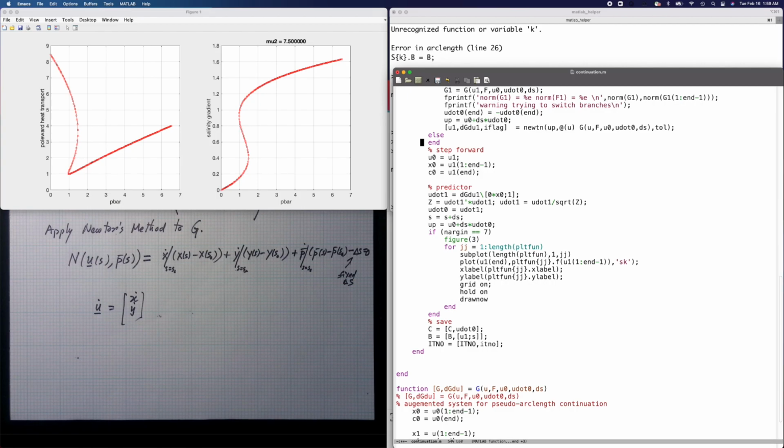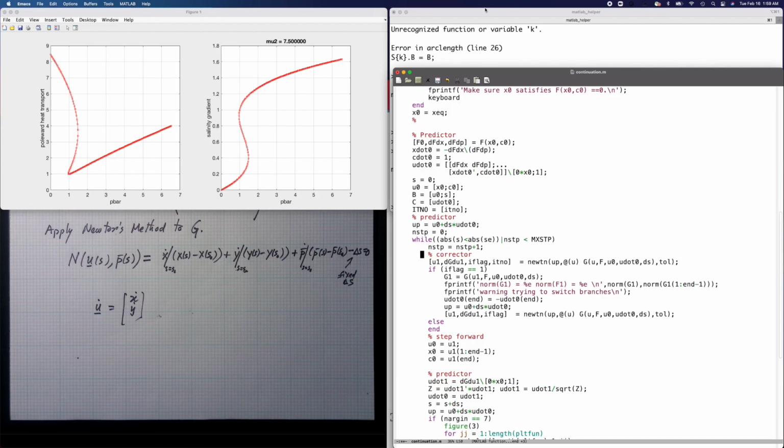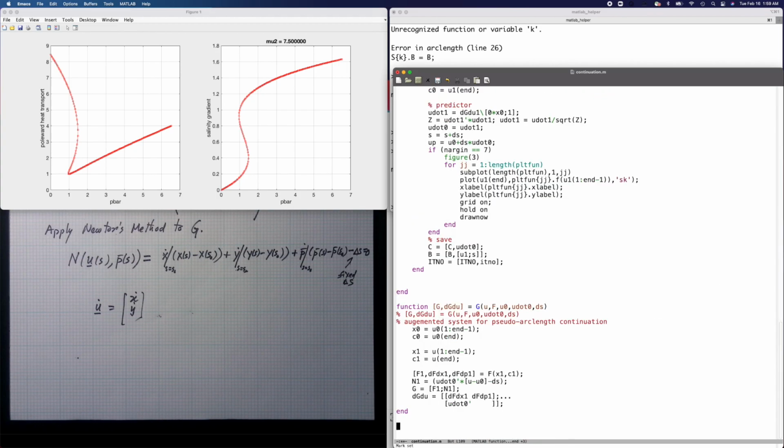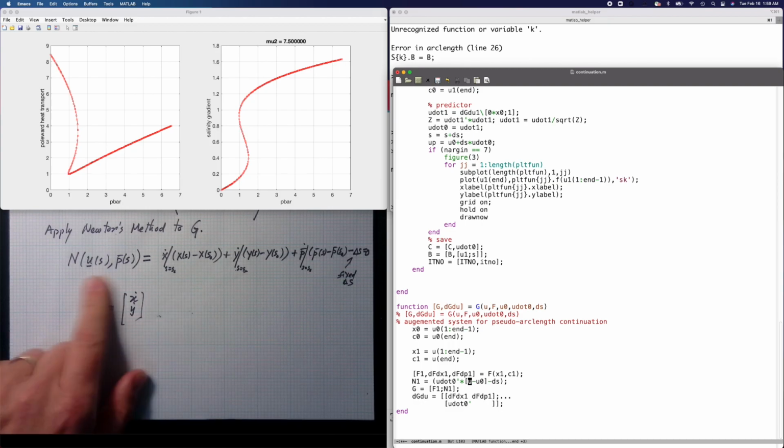And there's two steps. I have one predictor step that happens outside of the loop, and then I do a corrector. So I call Newton's method on the augmented system G. G is constructed down here, and it is constructed using the F that I want, plus this N equation for this pseudo arc length, which has the u dot times u minus u naught. So that would be this equation over here.